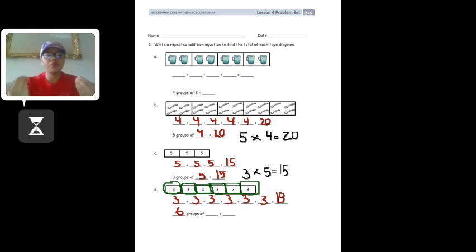So we're going to move on, go to the next page. And if you need to take a break, use the bathroom, go grab a snack, you can go and do that. Just smash pause, and then I'll be waiting for you when you get back, okay?